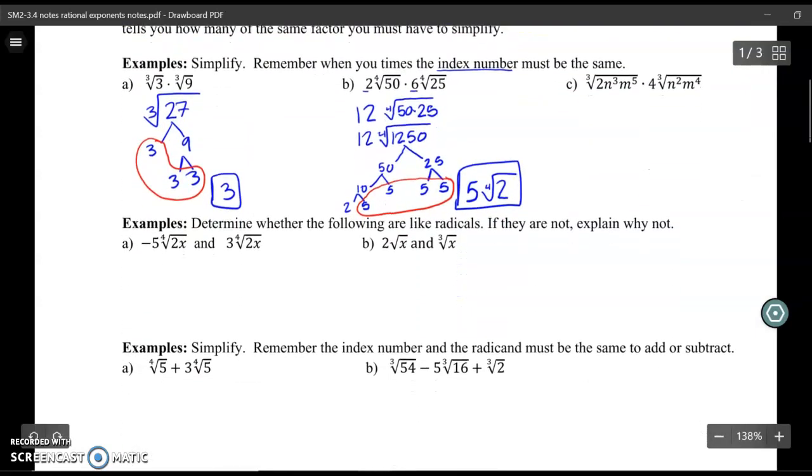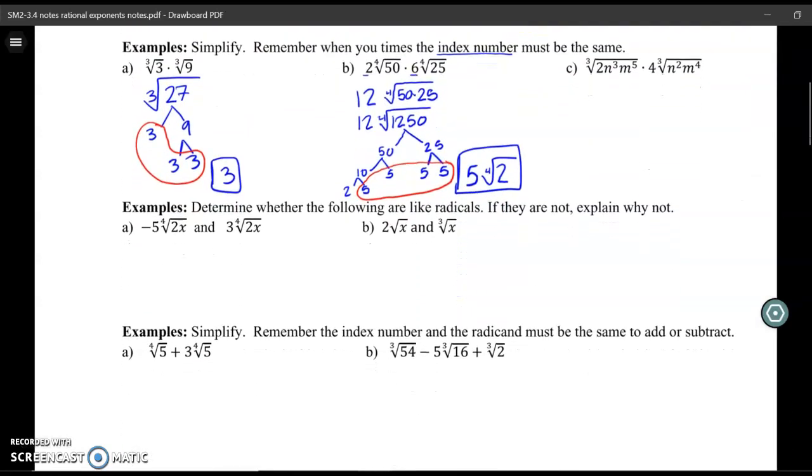Okay, so we're going to work on, the next section has us identify if these are like radicals or not, which we kind of already did in the last section. So we'll just kind of zoom through it pretty fast. Remember that a like radical means that both the index and the radicand, or the number inside the radical, are the same. So in A, I have this 4th root of 2x and the 4th root of 2x. So yes, these are like radicals.